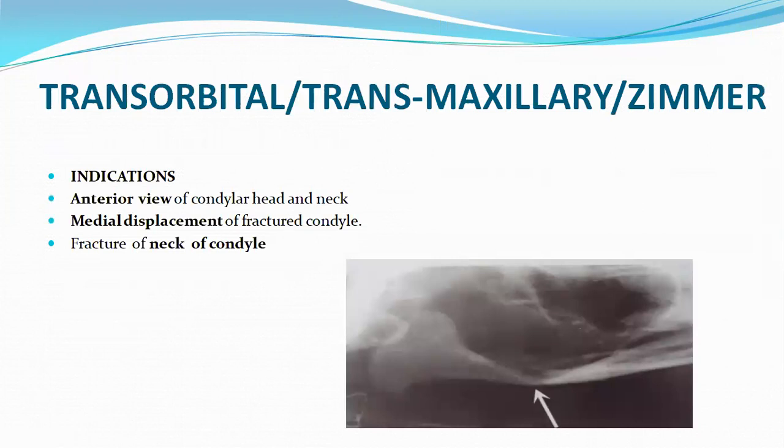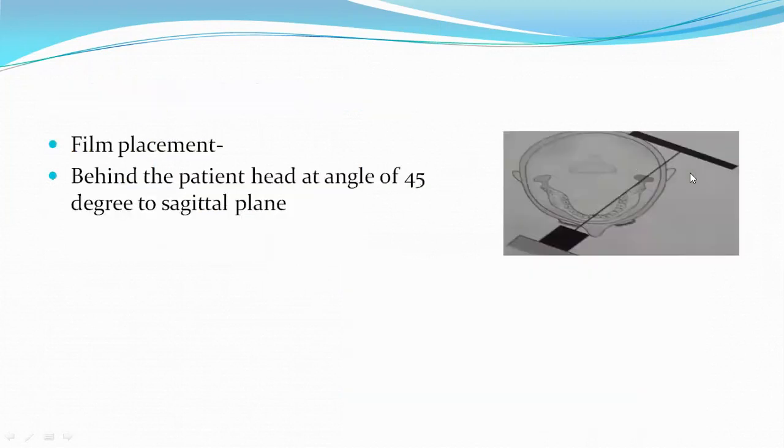Next is transorbital, also called transmaxillary or Zimmer projection. Very important indication of this radiograph is medially displaced condylar neck fracture. Remember this, medially displaced condylar fracture, that is the main indication of transorbital radiograph. Film placement: film has to be placed behind the patient's head at an angle of 45 degrees to the sagittal plane.